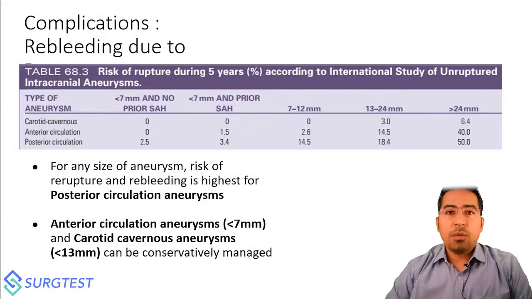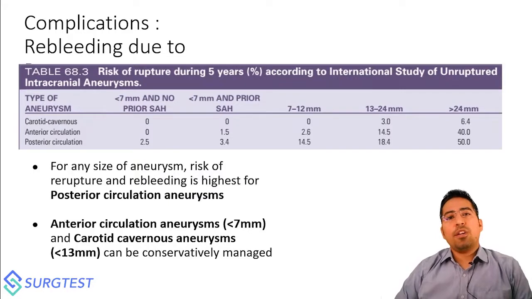Next we will be talking about the risk of rupture. What aneurysms can you manage conservatively, and for what aneurysms is a surgical or endovascular treatment mandatory? That depends on the area where the aneurysm is located. If it is an anterior circulation aneurysm and it is less than 7 mm in size, you can manage it conservatively. And if an anterior circulation aneurysm is more than 7 mm in size, you will have to manage it either by a surgical route or by an endovascular route.